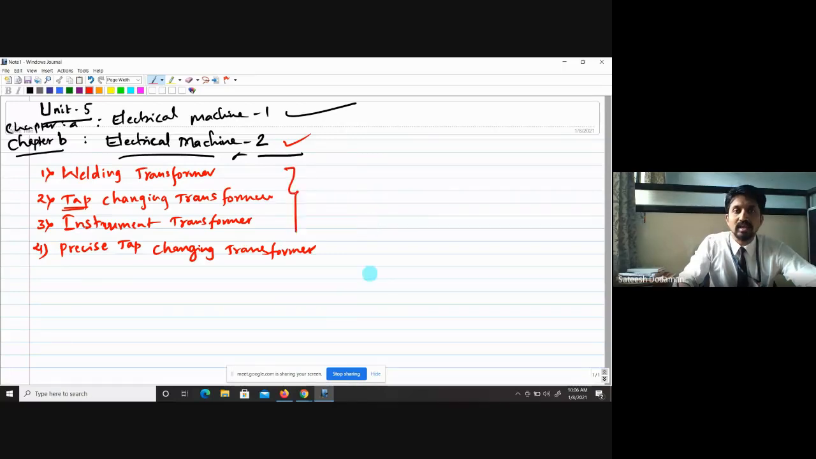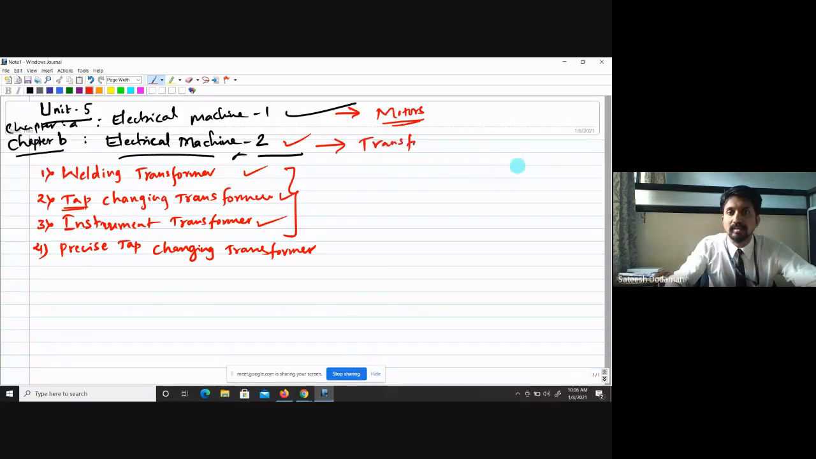In today's class, I will cover the welding transformer, tap changing transformer, and instrument transformer. As you all know, electrical machine 1 belongs to the motors part, and electrical machine 2 belongs to the transformer type of machines.